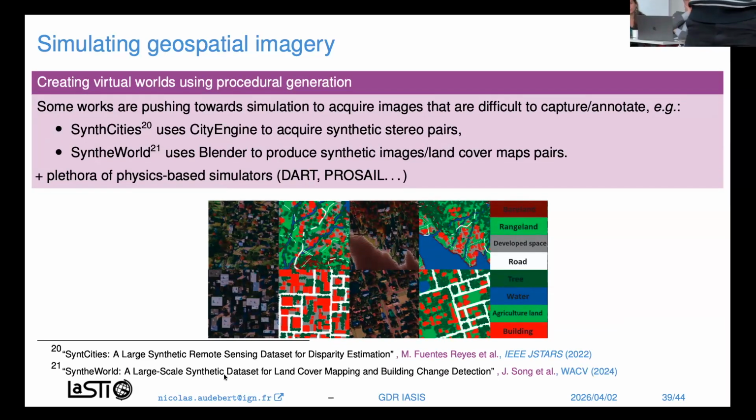And if you combine that with the plethora of physics-based simulators that exist, such as DART and PROSAIL, that can do radiative transfer simulation to generate multispectral imagery, you could generate physically robust, annotated images for any task that you like. But of course, you have to work a little bit to define the task that you're working on.